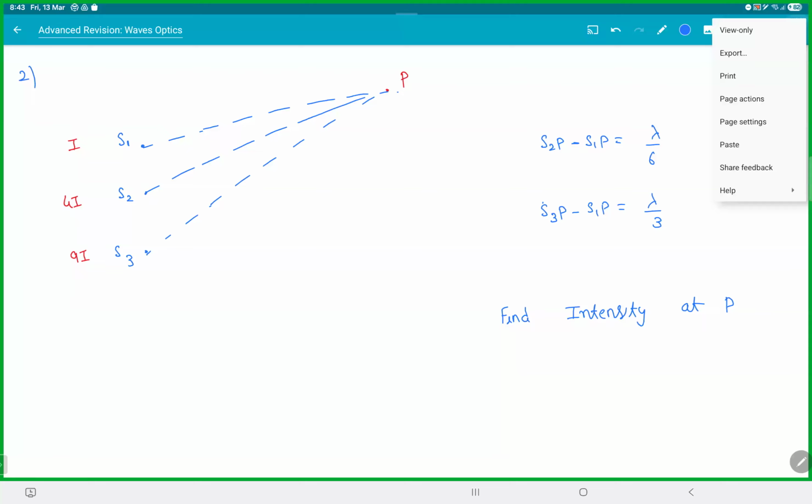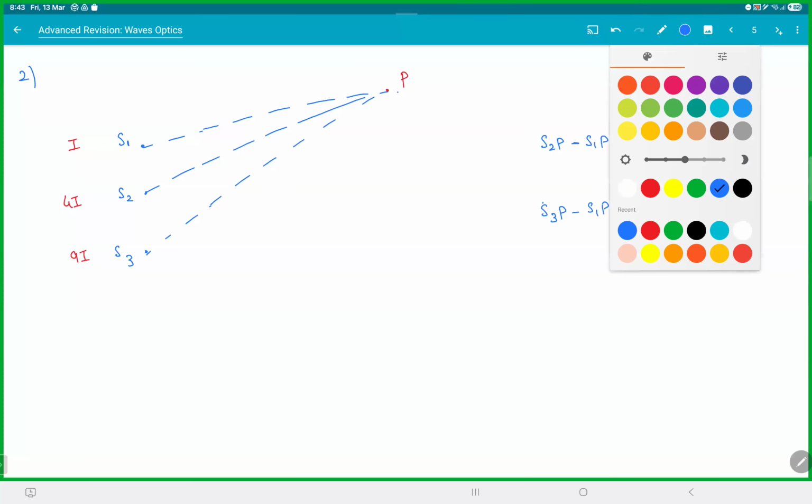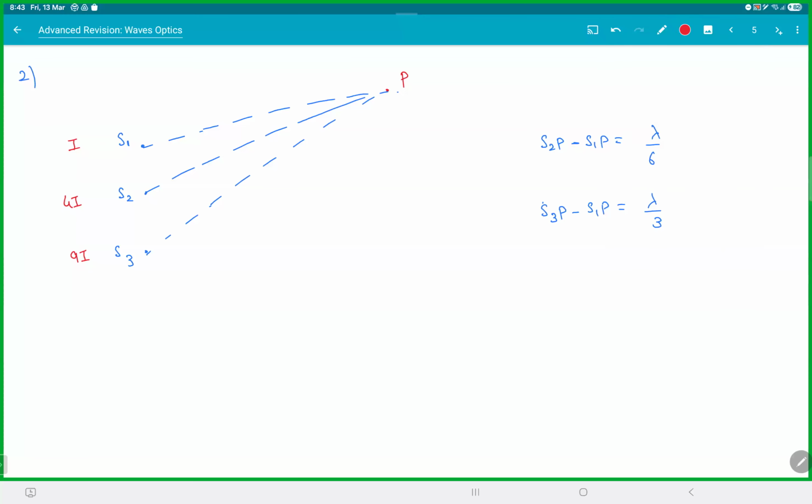So if you have multiple sources, do you guys remember phasors? We have to use phasors. The first time you heard this word phasors was in simple harmonic motion, SHM. Then we have used it extensively in different things. So let's start like this.